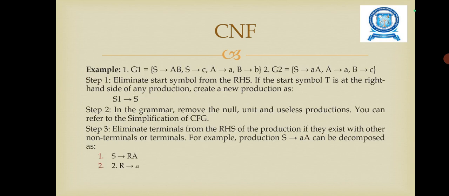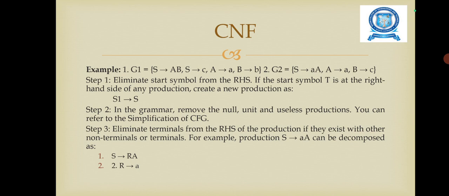For example, you are going to consider two grammars G1 and G2. For that, first you are going to eliminate the start symbol from the right hand side. If the start symbol S is at the right hand side of any production, create a new production S0 tends to S. Likewise, in step 2, in the grammar, remove the null, unit and useless productions. We can refer to the simplification of context-free grammar.